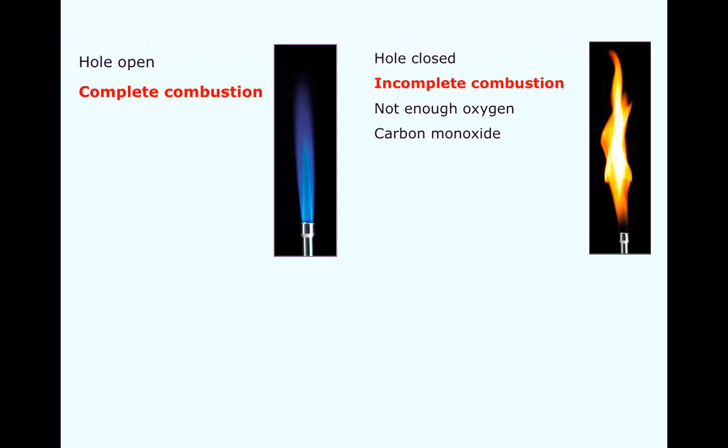So with the hole open, the reaction taking place is complete combustion, because there is ample supply of oxygen for the reaction to take place completely. When the hole is closed, you have incomplete combustion, and this means that there is not enough oxygen for combustion to happen completely, and you get another product, which is called carbon monoxide.